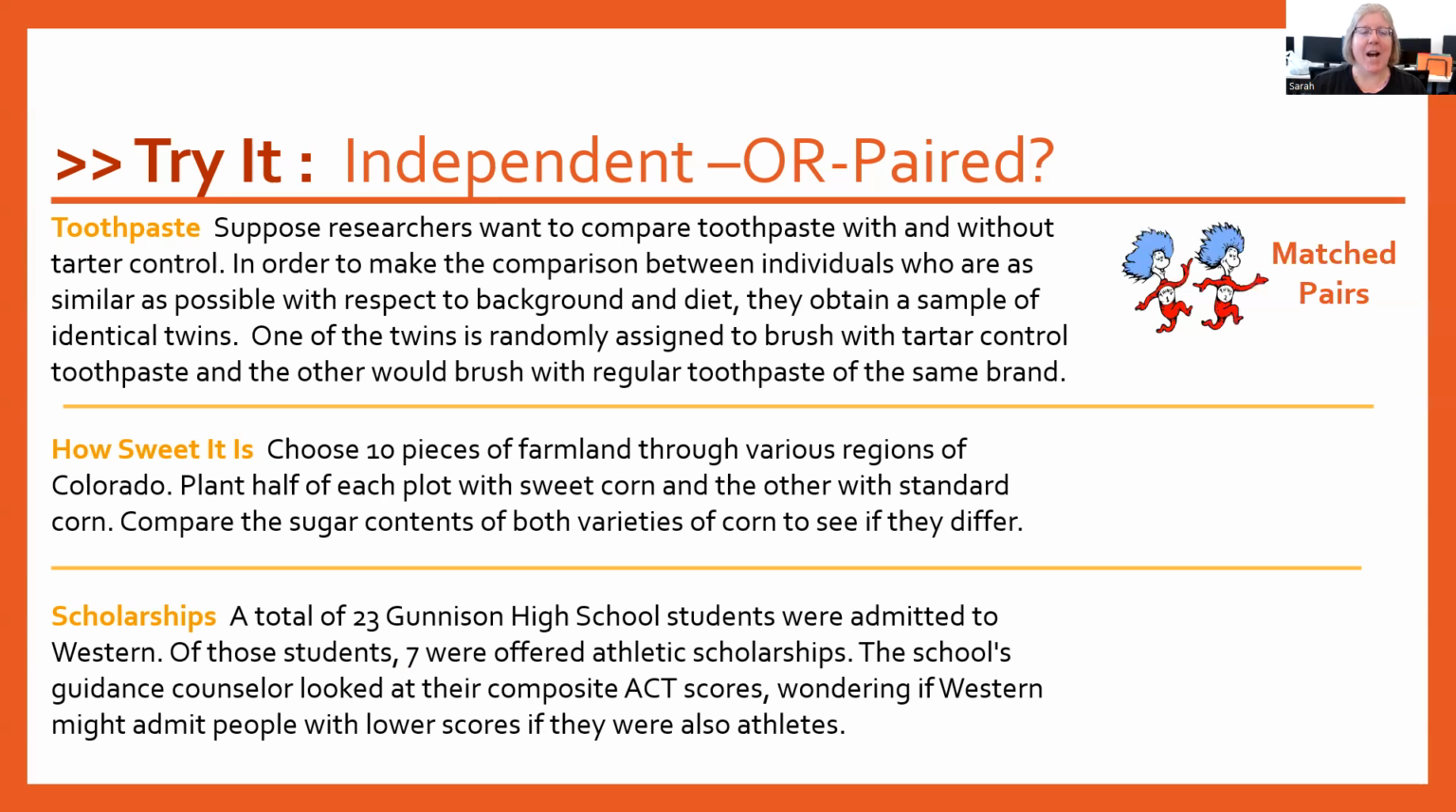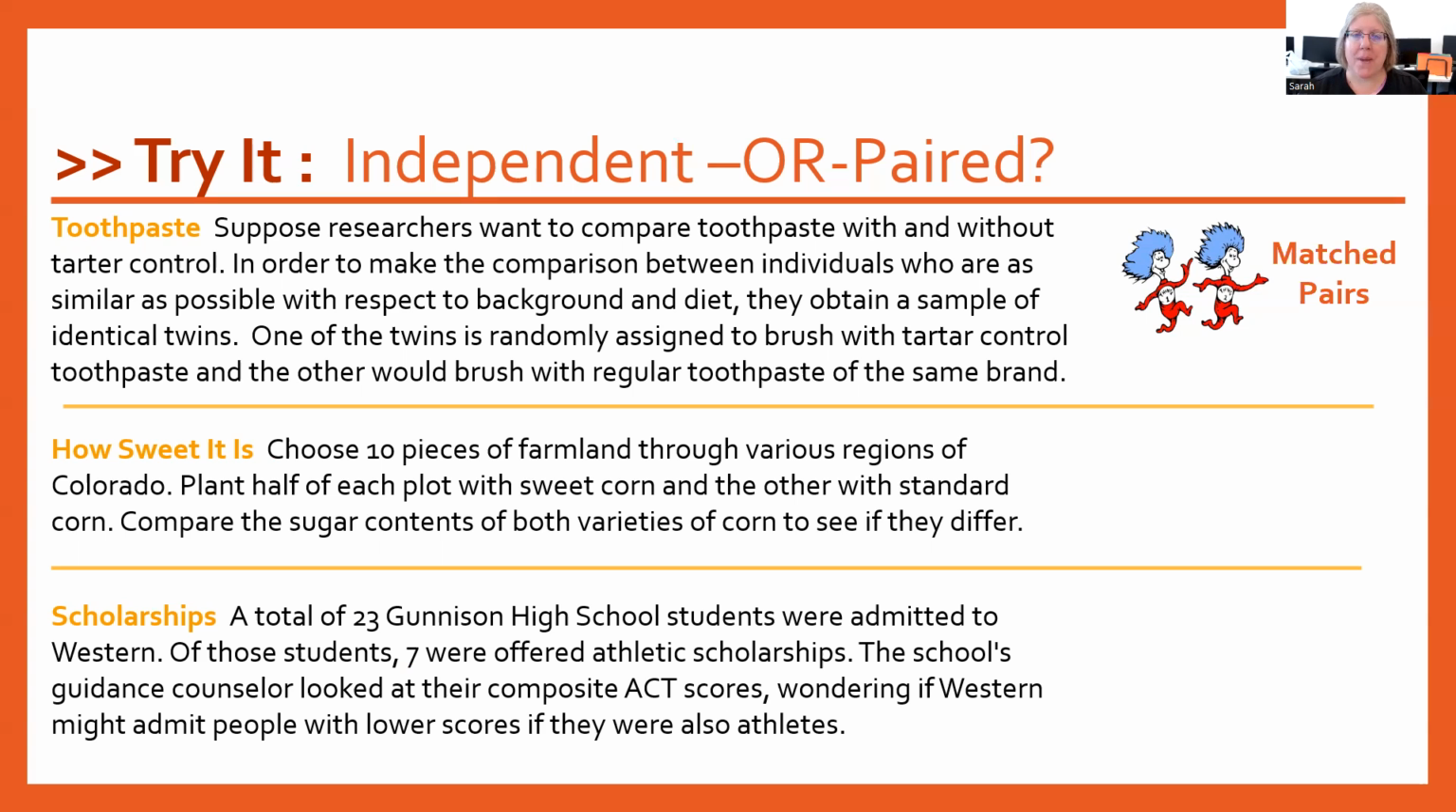The next one's titled How Sweet It Is. You're going to choose 10 pieces of farmland throughout various regions of Colorado. For each piece of farmland, you're going to take the lot and cut it in half, and you're going to plot one half of the lot with sweet corn and the other half with standard corn. And then you're going to compare the sugar content of both of those corns to see if they differ.